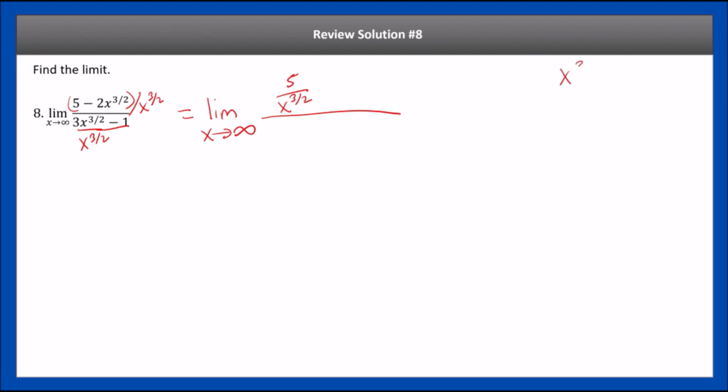Keep in mind that x to the 3 halves is the same thing as x to the 1 half times x to the 2 halves. And we know that x to the 2 halves is the absolute value of x. And x to the 1 half is square root of x. So this is absolute value of x times square root of x. But again, since x is approaching positive infinity, that's not going to really change this. It's just going to be x, right? So it's going to be x times square root of x, which is just x to the 3 halves. So it's not really going to do anything to this problem.